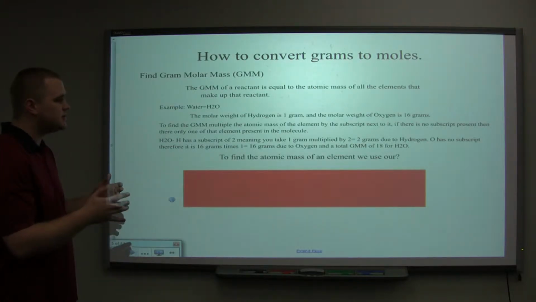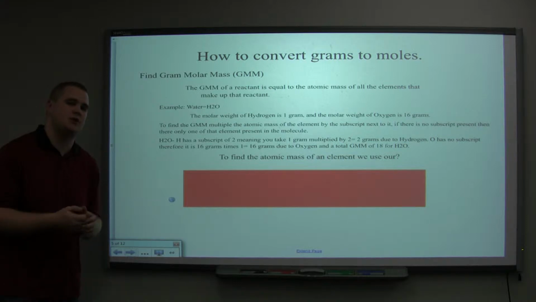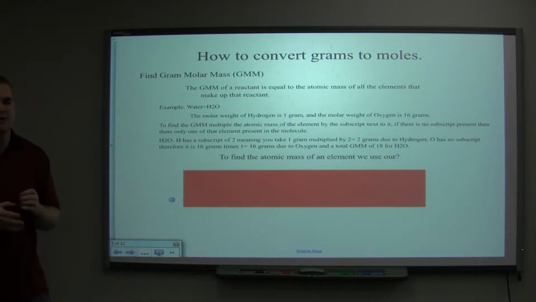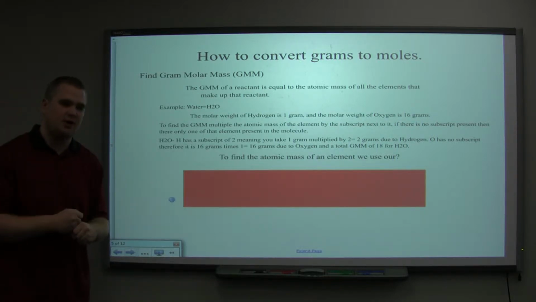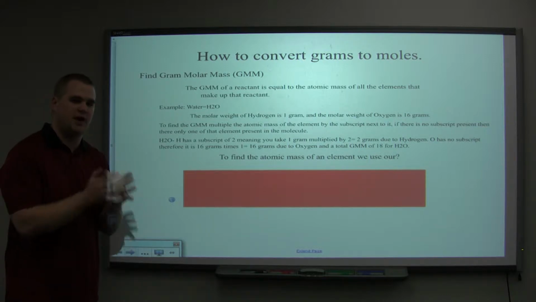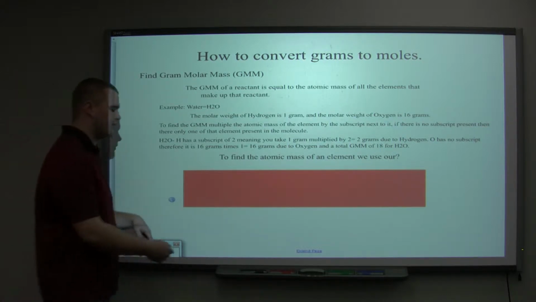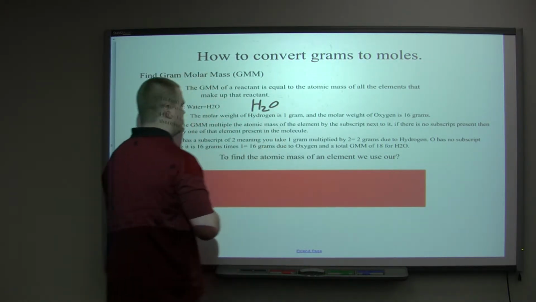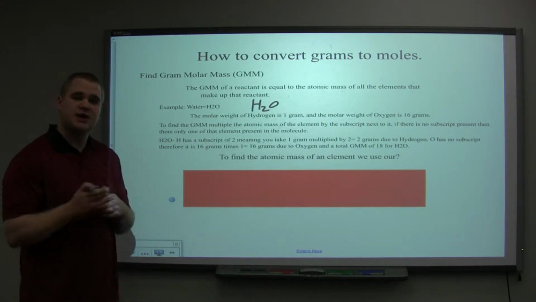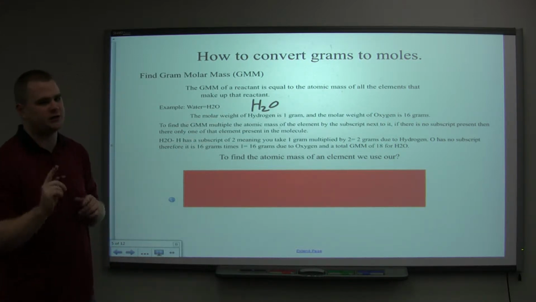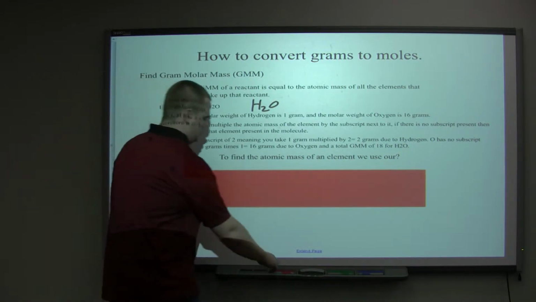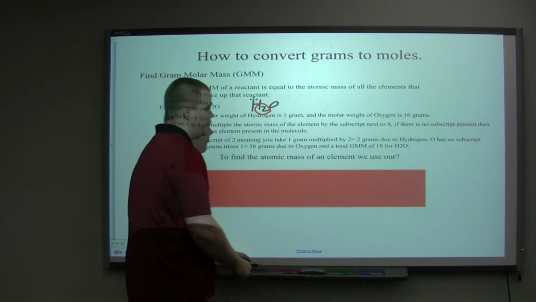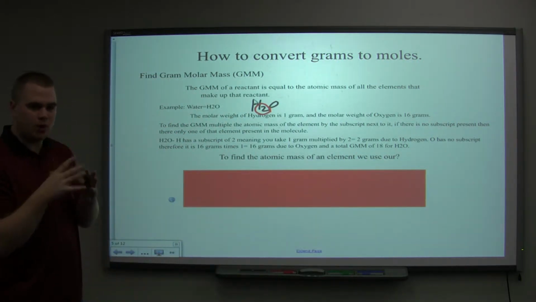All right, so let's talk about how you convert grams to moles. When you're converting grams to moles, you have to determine the gram molar mass. Well, the gram molar mass is determined by the atomic masses of all elements that are in your reactant. So, let's take water for example. Water is H2O, okay? Hydrogen has an atomic mass of 1 gram per hydrogen atom. Well, right here, you can see that there are 2 hydrogen atoms per 1 molecule of water.